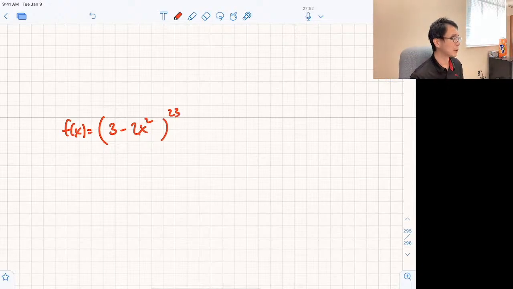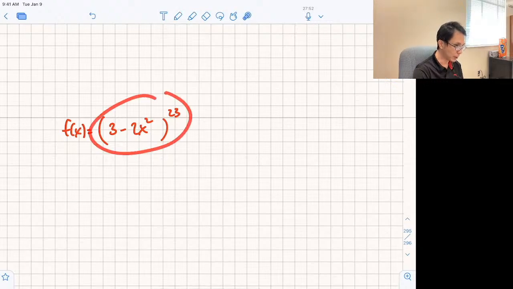Wait, 23 power, do I really want to expand it 23 times? The idea is not to use it 23 times. The idea is to see what functions are within functions. So in this case, what function is within what function here? You got x to the 23rd and 3 minus 2x squared. So you see there's an outer function right here, and there's an inner function.